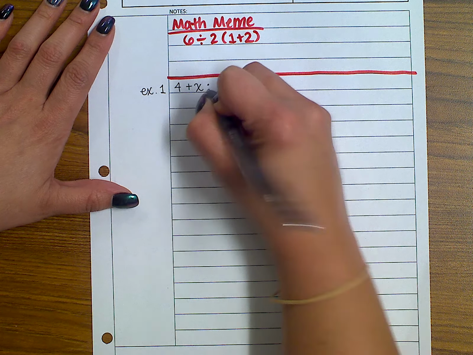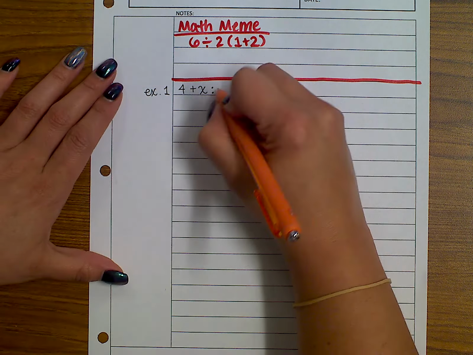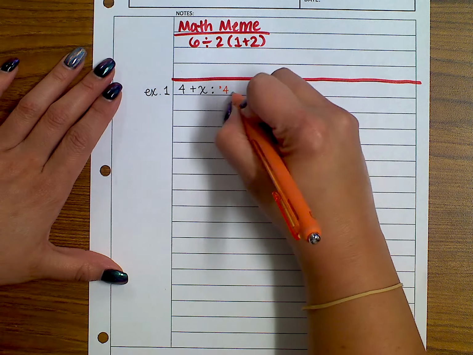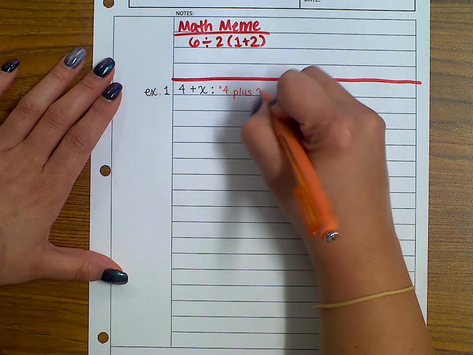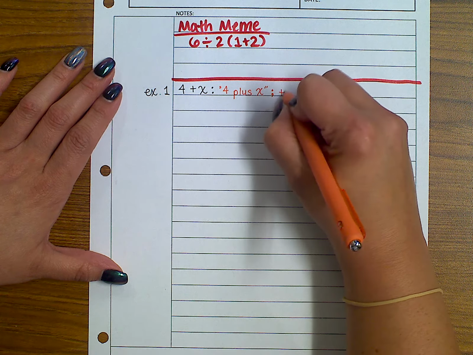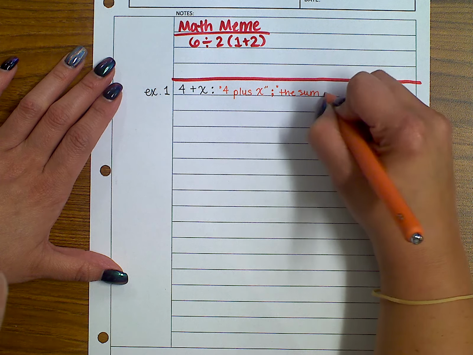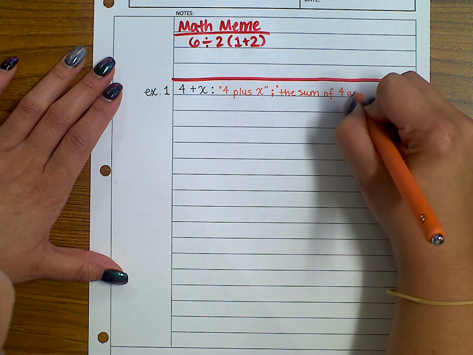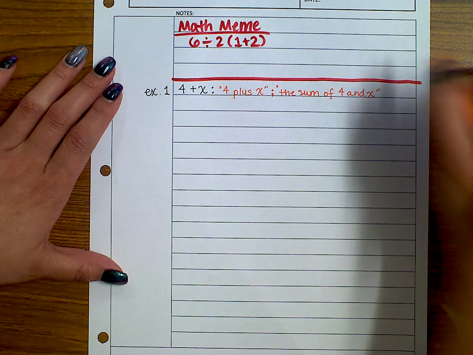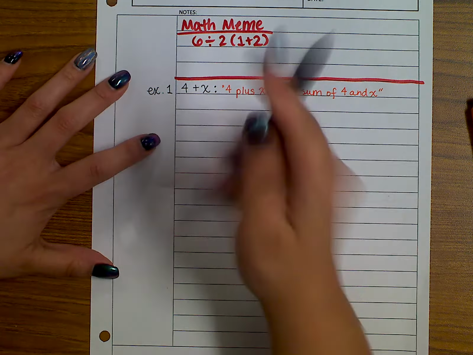All right. So this one was pretty easy to begin with. You guys told me that this is 4 plus x. You also told me that this is the sum of 4 and x. And I would take either of those as correct. So let's move on to example 2.